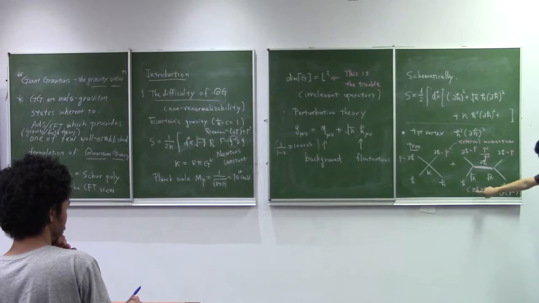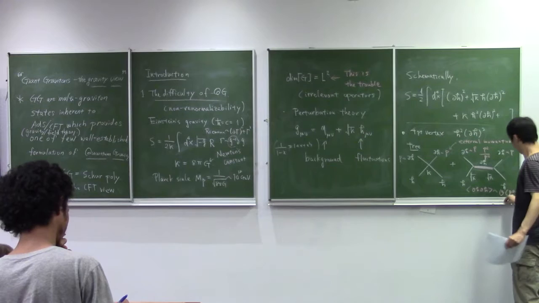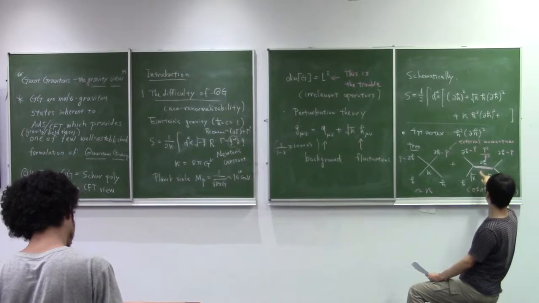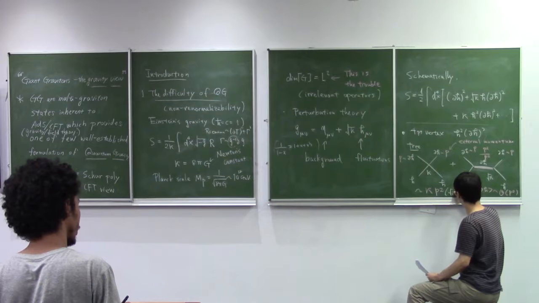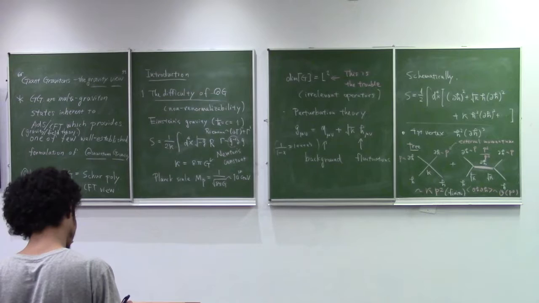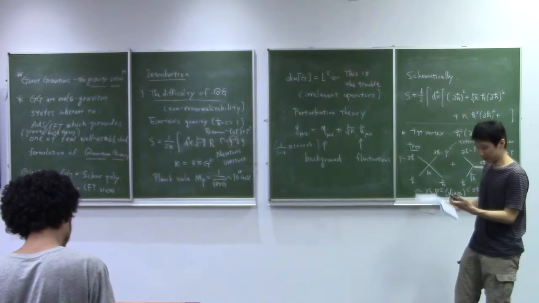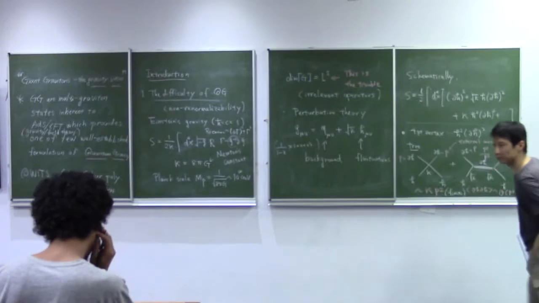So you have two derivatives, and HH gives you 1 over P squared, the propagator. So here, what you got is a kappa. So it's kappa P squared. This is okay, this is finite. Any question? I'm just counting the power of momentum. So you have no issue.